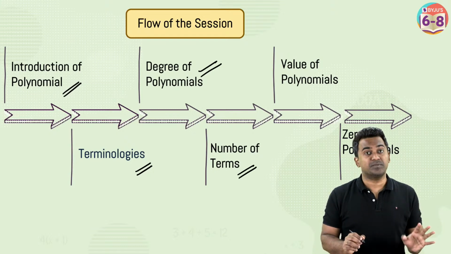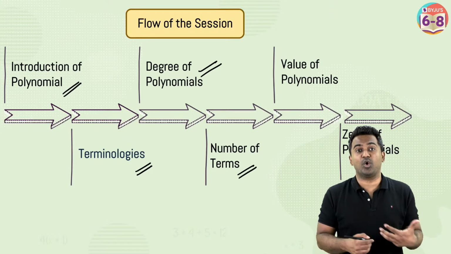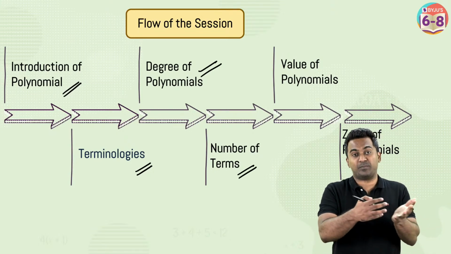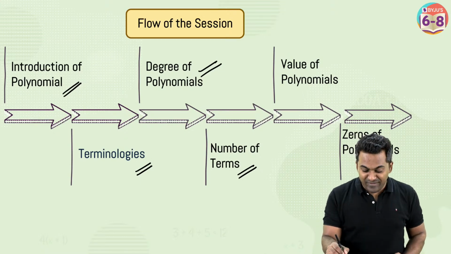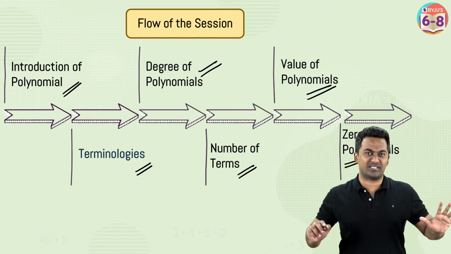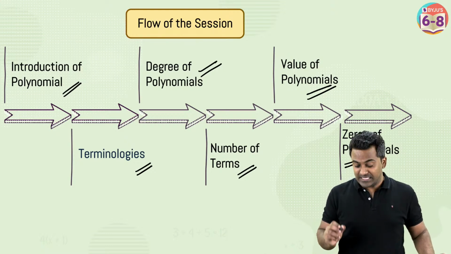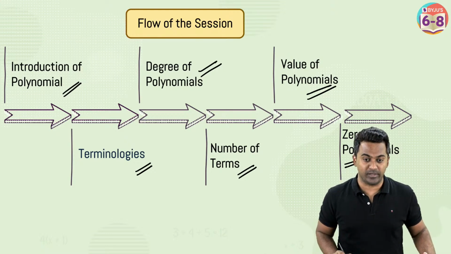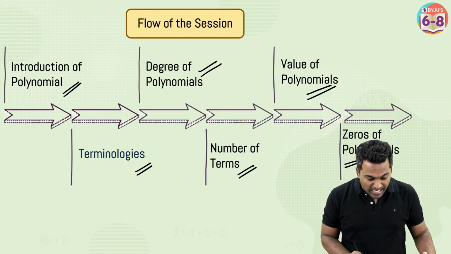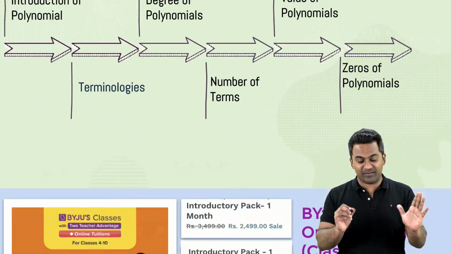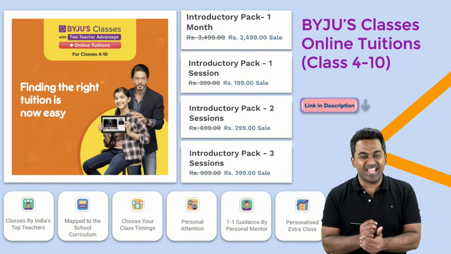And then the degree of a polynomial, a fairly simple concept, we will cover that up. Then the number of terms, okay, how do you classify a polynomial based on the degree? How do you classify the polynomial based on number of terms? The value of a polynomial, and then we will wrap the session up by looking at the idea of zeros of a polynomial.